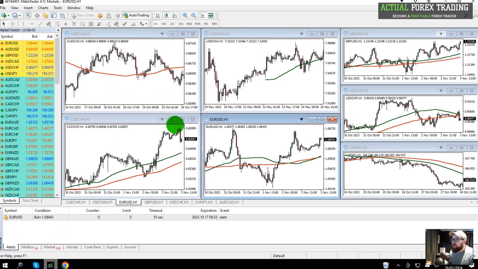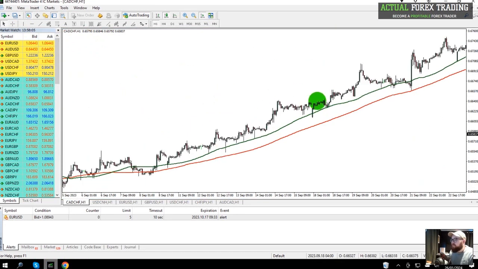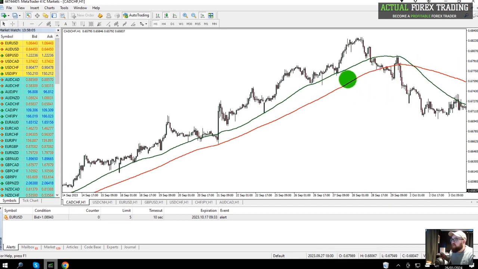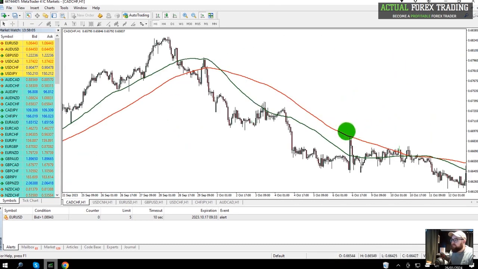Let's go back to that trend on Canadian dollar, Swiss franc. So this is a perfect example here. Support at the moving averages, support at the 50 SMA, support at the 100 SMA, support at the 50 SMA. Price then breaks, starts downtrending. Resistance at the 50 SMA. Resistance at the 100 SMA. So dynamic support and resistance.